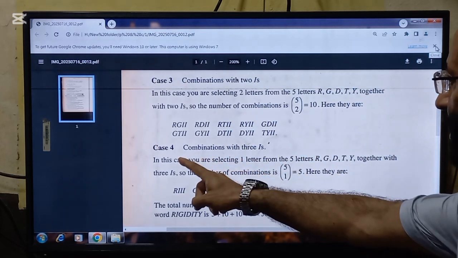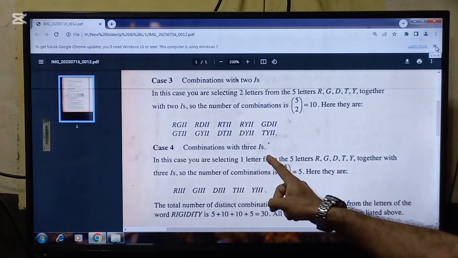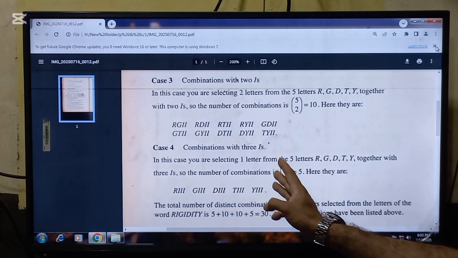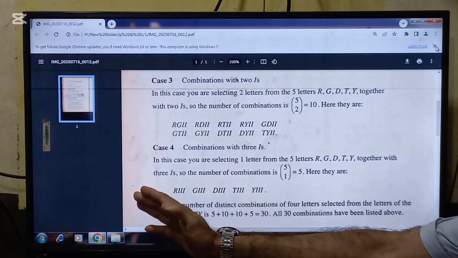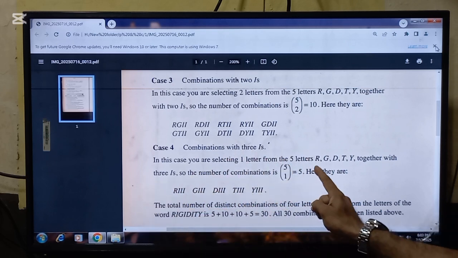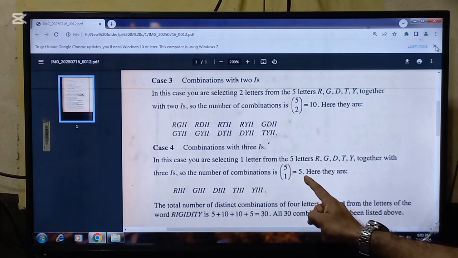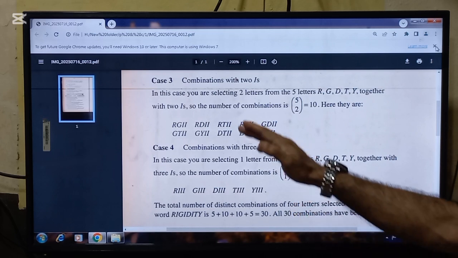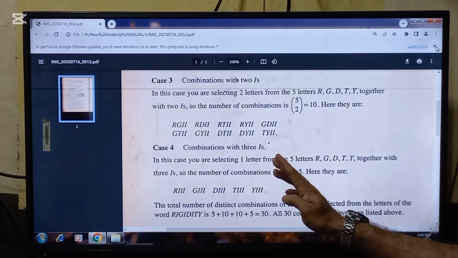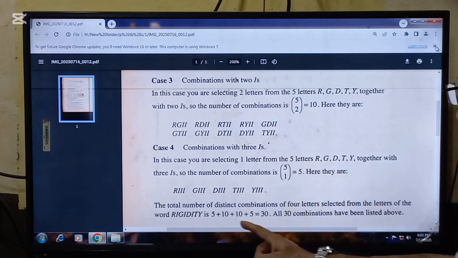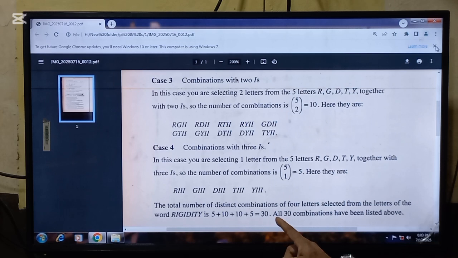And now the last case is combinations with 3 I's. When 3 I's are chosen, 1 letter will be chosen from these 5 letters. So 5C1 will give you 5. Now you will add the answers of all 4 cases. So look now, 5 plus 10 plus 10 plus 5 will give you the answer 30. So all 30 combinations have been listed above. So this will be the answer.